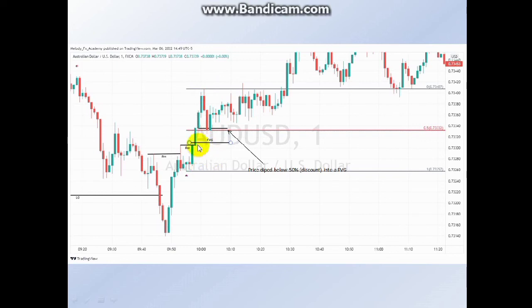Okay, so now remember, we are only interested in the discount array when we are looking for buy setups, and this fair value gap is below the 50% level. Okay, and as you can see, price dipped down below the 50% level into the discount market before taking off. All right, so that will be our entry right there.